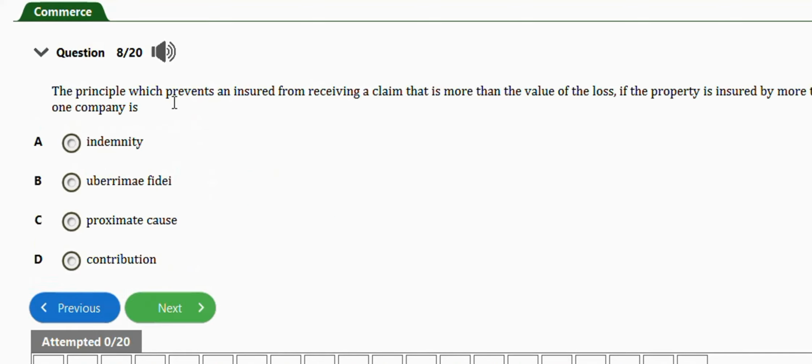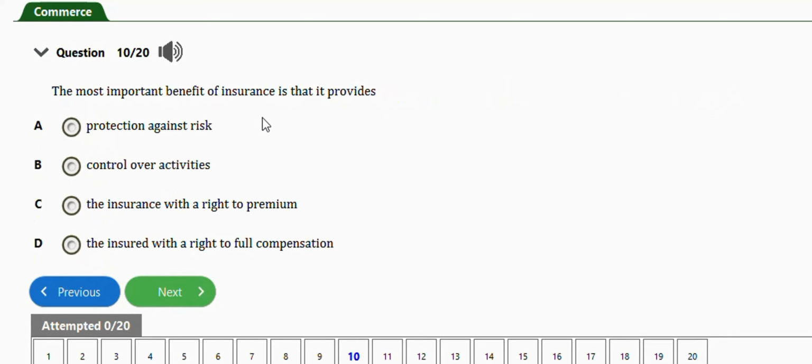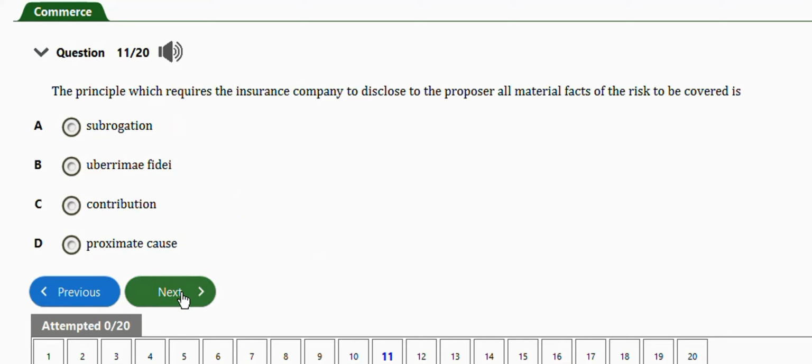Alright, next question is this one. It says, the principle which prevents an insured from receiving a claim that is more than the value of the loss if the property is insured by more than one company is: indemnity, Uberrima Fides, proximate cause, contribution. So guys, the right answer to this question is option D, which is contribution. Okay, next question is this one. It says, the most important benefit of insurance is that it provides protection against risks. So guys, that's basically the answer. Option A is the most important benefit of insurance. It provides protection against risk.